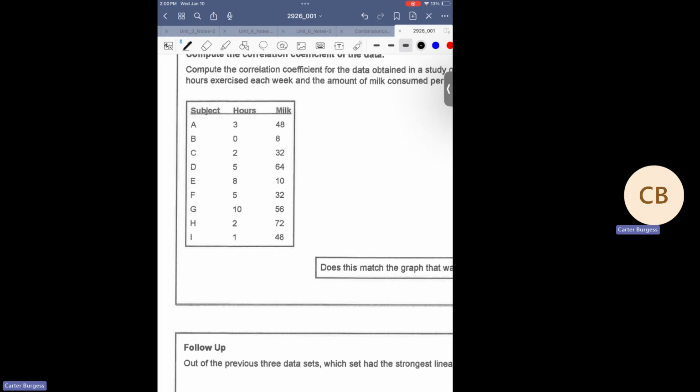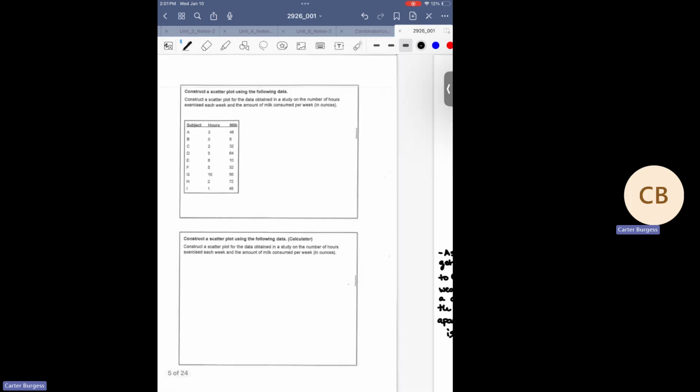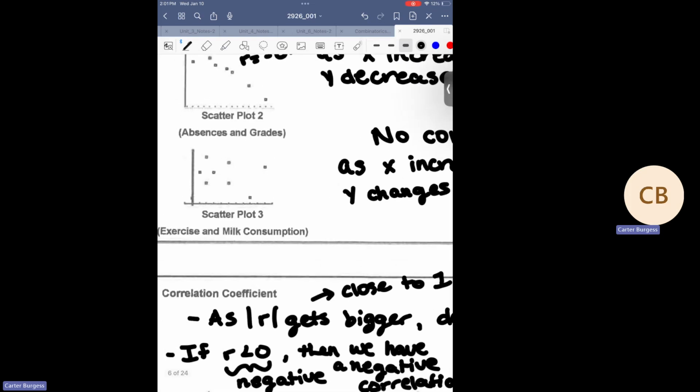All right, very, very good. Very, very nice. What value did we find for our R here? 0.067. Very good. So the R here, 0.067. And does this fit what we saw with our correlation?